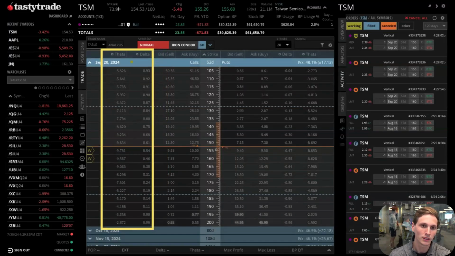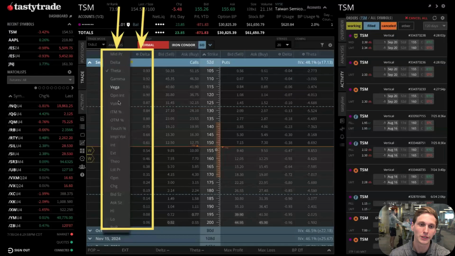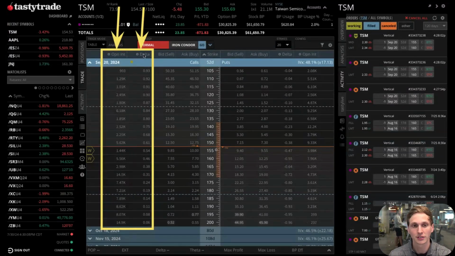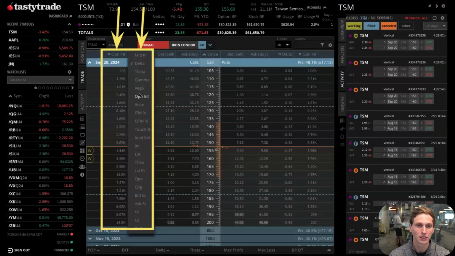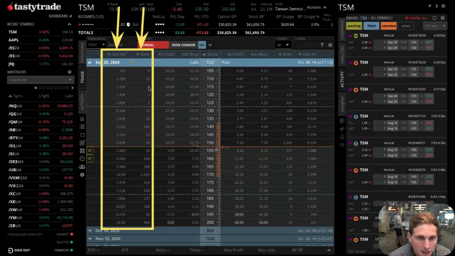At any point, you can adjust these columns by clicking on the header, and you can go through and see daily high, low, open price, last price, theo, extrinsic value, implied volatility, or open interest. And additionally, you can see volume as well. So VOLM and OPNINT. That's open interest and volume.